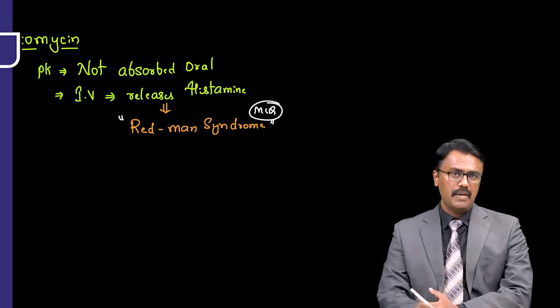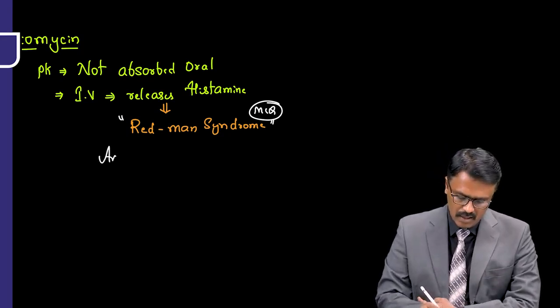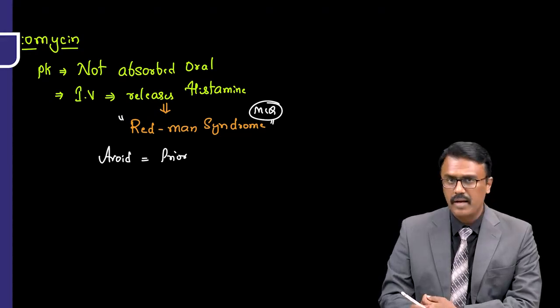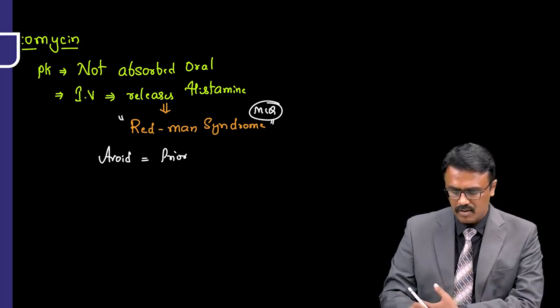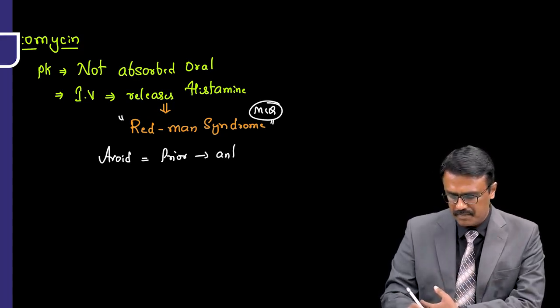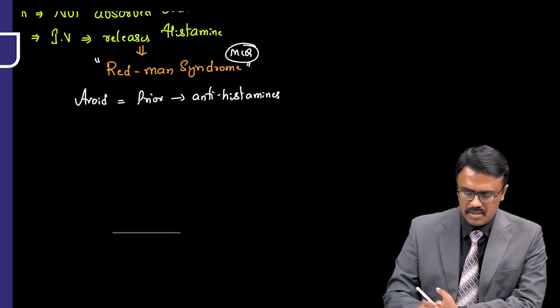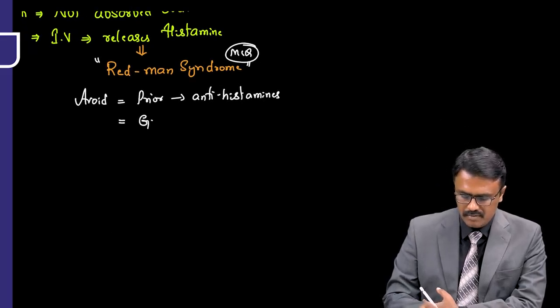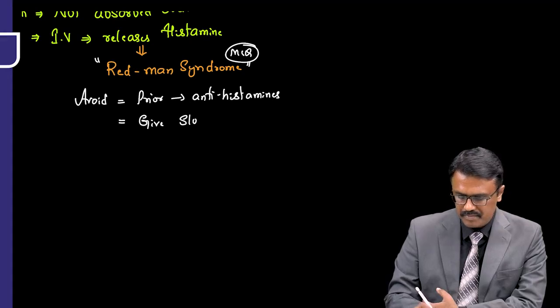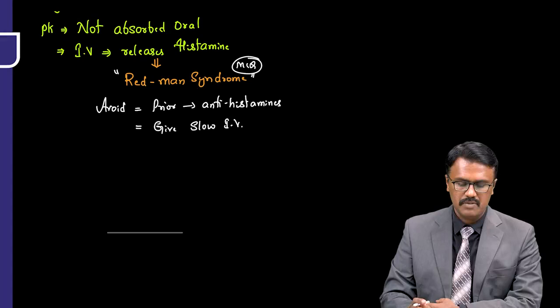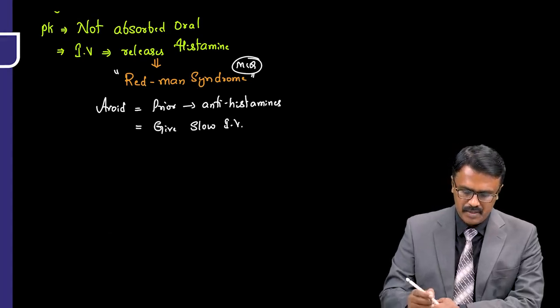Sir, how to avoid this? Can we avoid this? Yes, you can avoid. How? Before giving vancomycin, a prior antihistamine should be given. So we have to give them prior to administration. Second, give it as a slow IV infusion. So these are the things that can prevent red man syndrome. That is the pharmacokinetics, not absorbed orally.